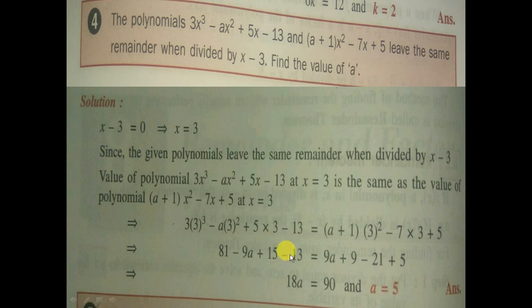Bring a to one side, means minus 9a, you can bring this side becomes plus 9a, total becomes 18a. Shift everything to the other side. 18a is equal to 90. A is equal to 90 by 18, which is 5.